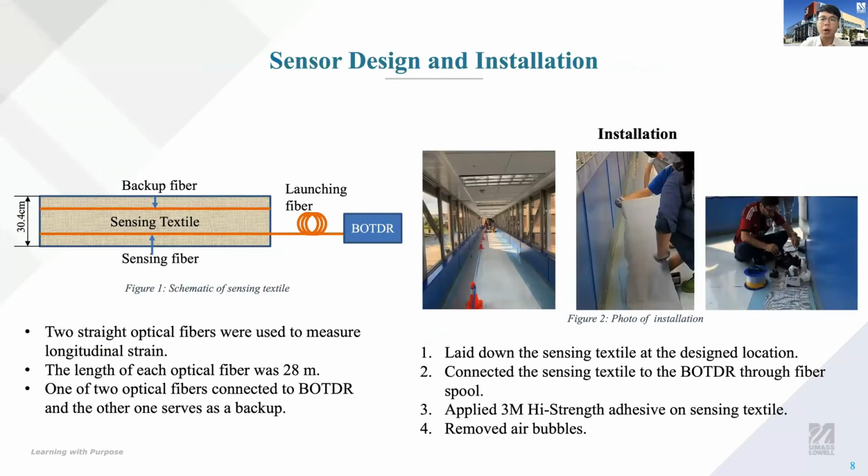The prototype of the sensing textile has two single-mode fibers. One was connected to the BOTDR for data collection, and the other was a backup. The length of each fiber was 28 meters, and it was laid down on one side of the pedestrian bridge. We used 3M high-strength adhesive to fix the textile on the floor and removed air bubbles before curing.